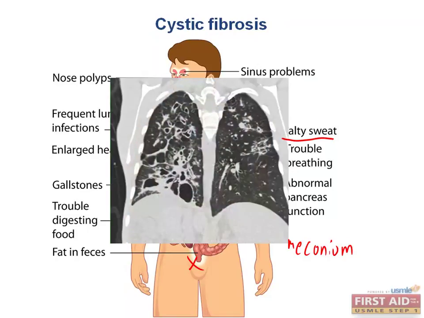On a chest X-ray, you will often see enlarged bronchi like the ones in this image. You should also know that cystic fibrosis is the most lethal genetic disease in Caucasians, and patients have an average life expectancy of 36 years.